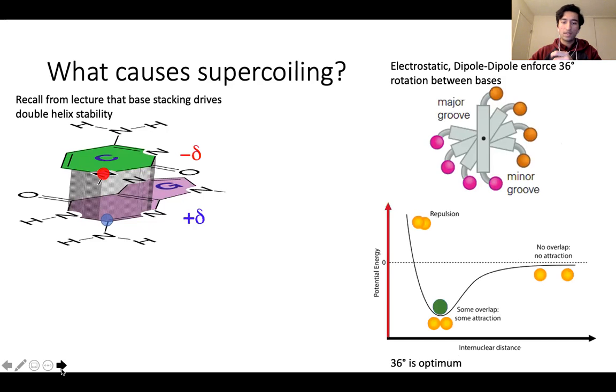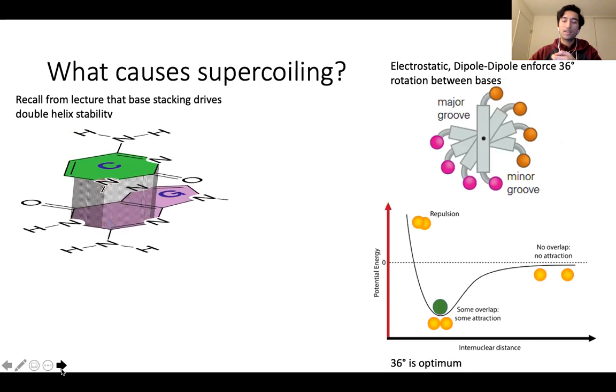The main point that I want to make through this slide is that this 36-degree offset is pretty important, because if you were to try to deviate from that optimum, notice that there are these 2 regions that are both very electropositive. If you instead try to rotate this a little bit more in the clockwise direction, you would end up with 2 electron-poor regions overlapping, and that would make this not so stable anymore.